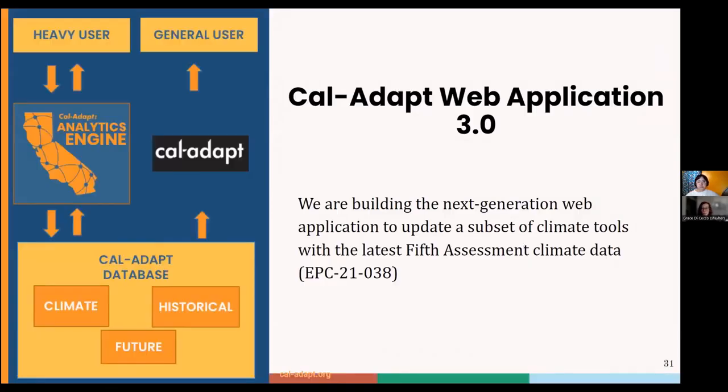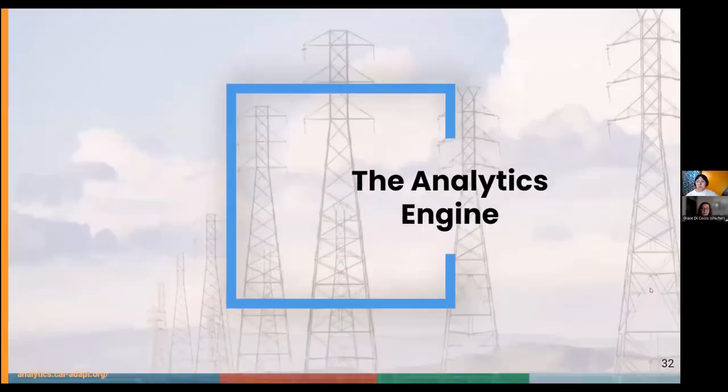Next slide. And now I'm going to give a little bit of information about what we're developing currently. So one project that we're working on is updating the CalAdapt website, which currently has the 4th assessment data, to the 5th assessment. So this is updating with the CMIP-6 generation of data that's hourly and 3 kilometer resolution. So our development team's working really hard on that challenge. And so the CalAdapt analytics engine and CalAdapt.org will both be based on the same foundational 5th assessment climate data for California.